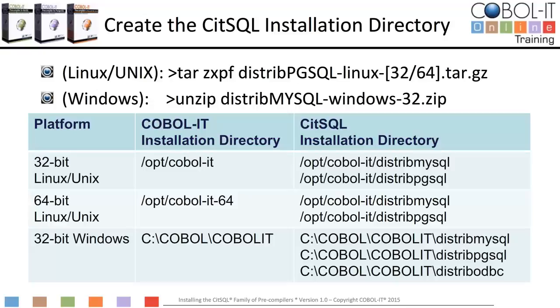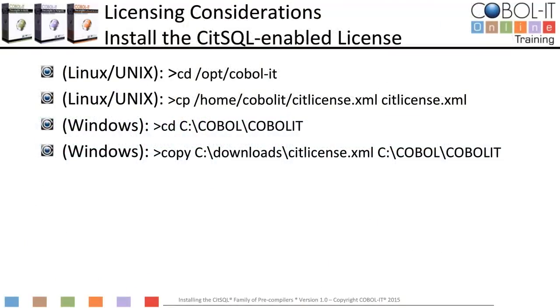Now let's take a look at licensing considerations. Licensing considerations. Copy the CitSQL-enabled license file from your Downloads folder into the COBOL-IT installation directory. Your software and license file are now installed. You can now proceed to validate your license.